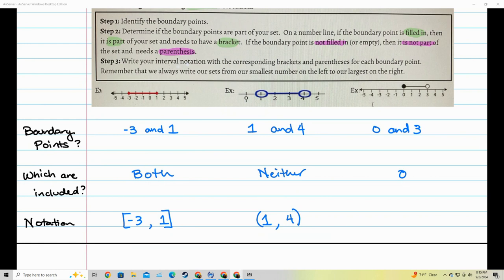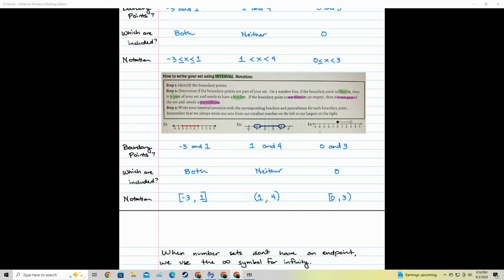If I want to write this in interval notation, you're going to write, okay, all the numbers between 0 and 3. 0 is part of my set, so I need a bracket. 3 is not part of my set, so I need a parentheses. This says take all the numbers between 0 and 3. Do include the 0, but don't include the 3. That's what that says. All right, so those are the basic ones.